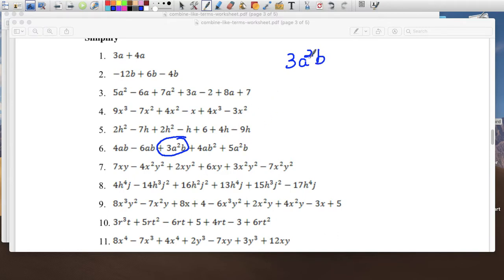It has an a with a second power and b. There is. It's this guy right here. And I'm going to put plus 5a squared b. So those two are like terms.